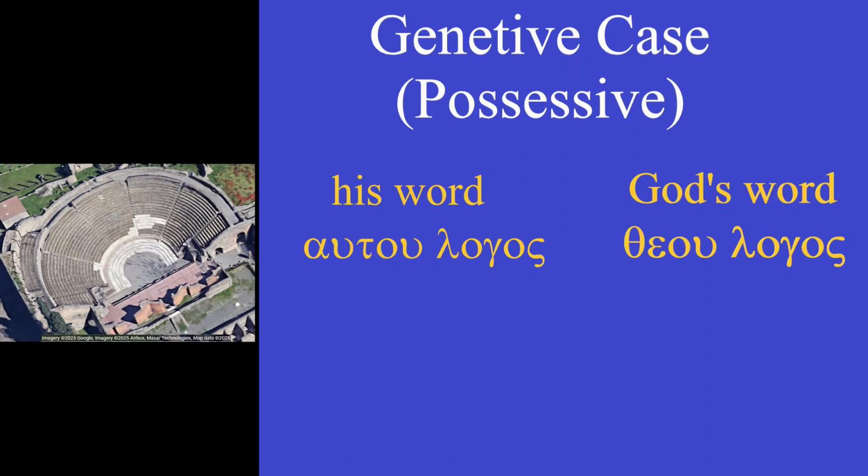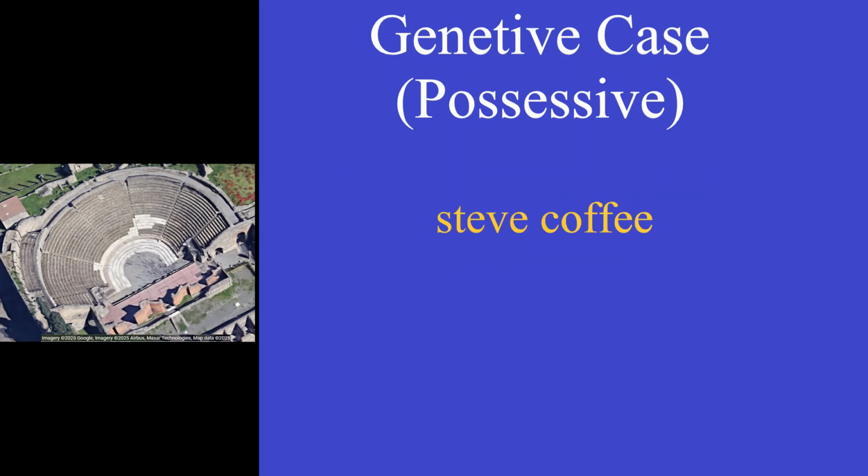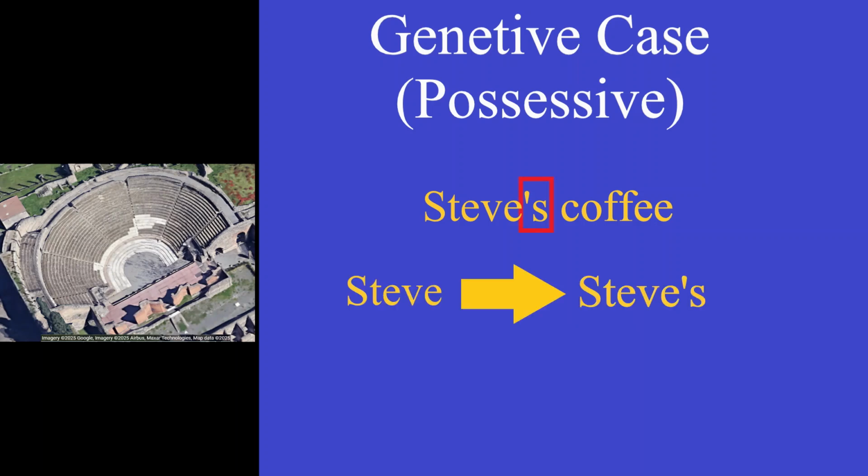In English, we can change the word's endings to show possession too. I wouldn't say Steve coffee, I would say Steve's coffee. We add apostrophe s to show possession. You can think of omicron upsilon as the Greek version of apostrophe s.